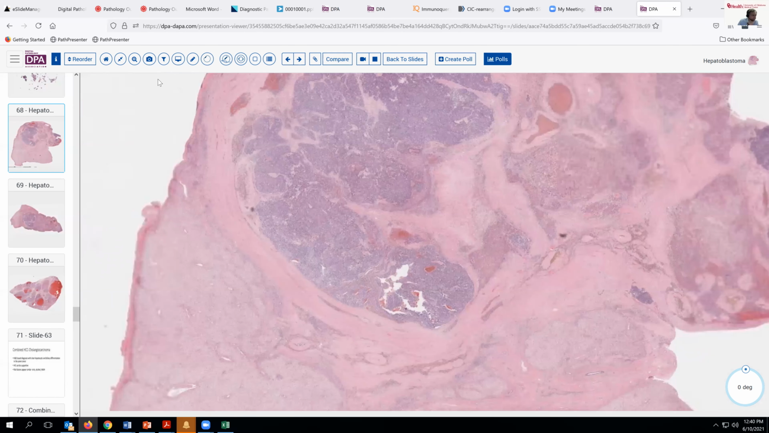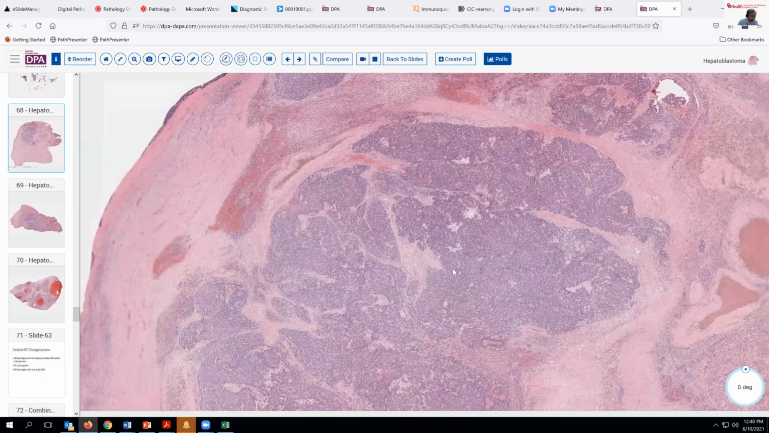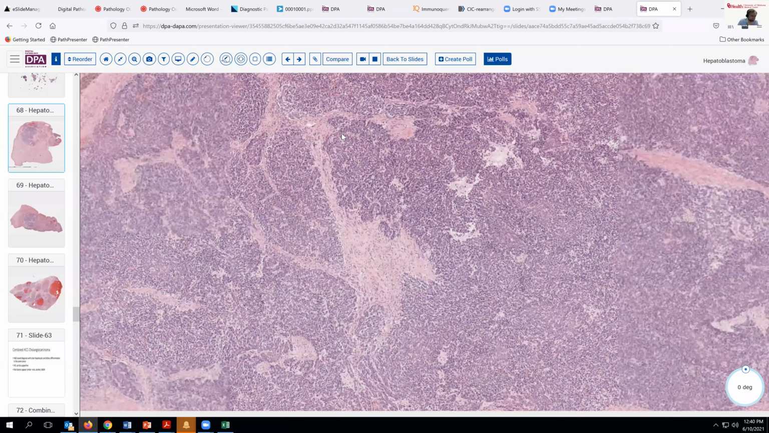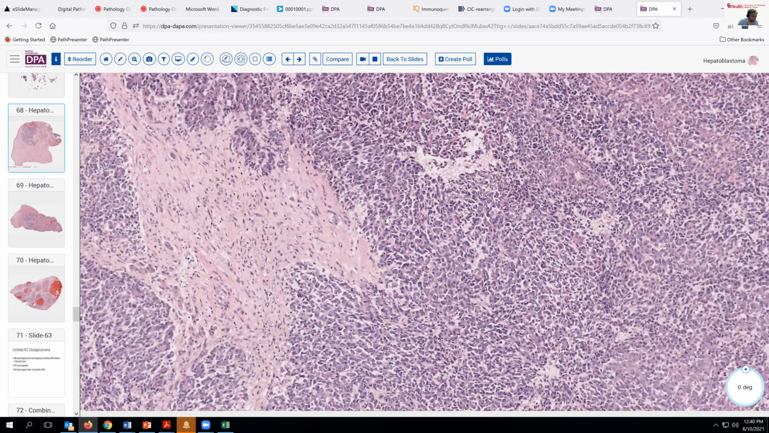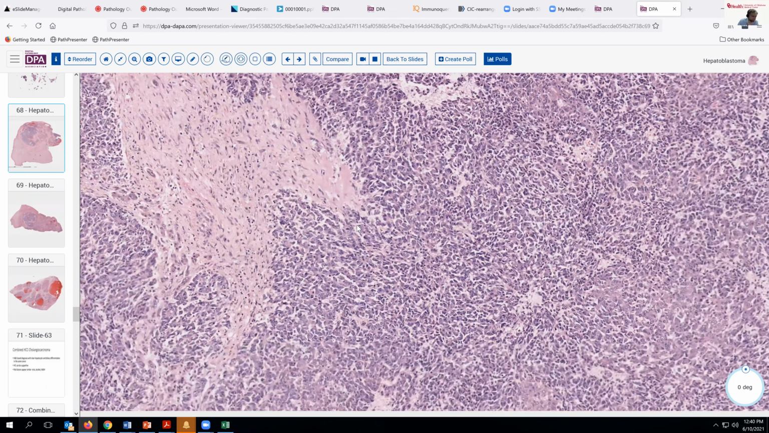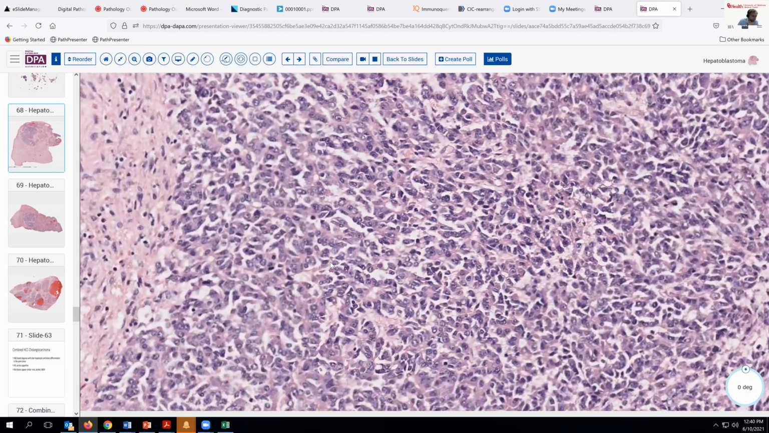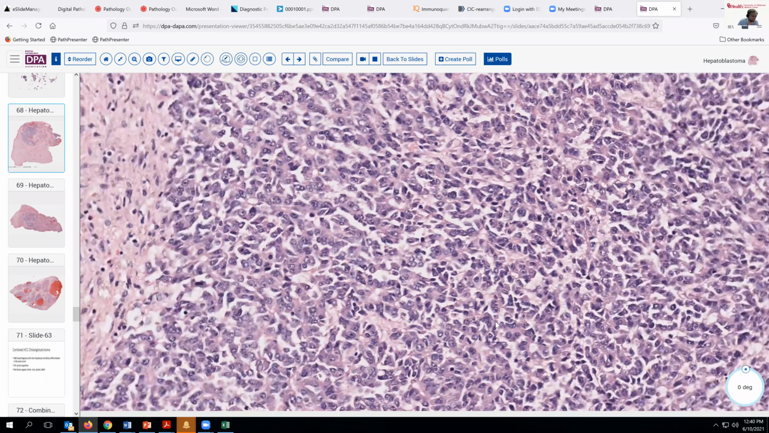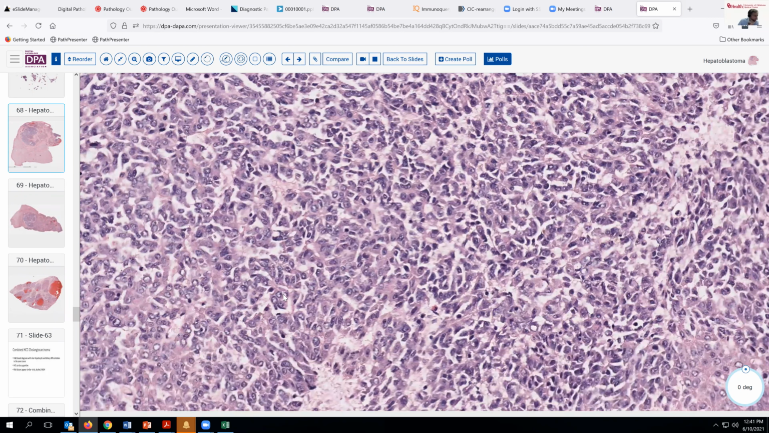Here's an example of a resection specimen. And you can see here, this is a nice illustration of the lobulated pattern, the small blue cells with a modest amount of cytoplasm, very small nested groupings in this lesion with fairly high grade malignant type cells, immature appearing.